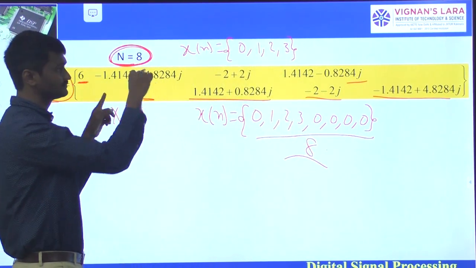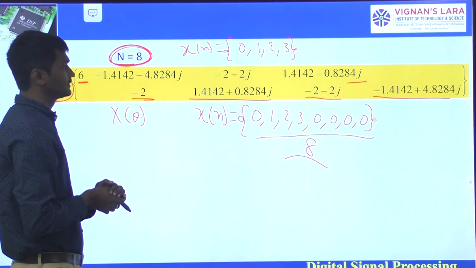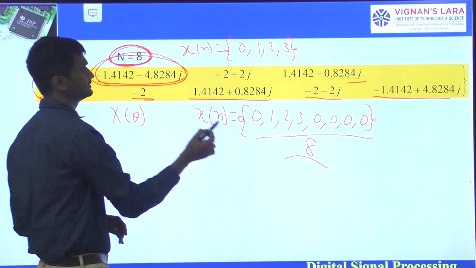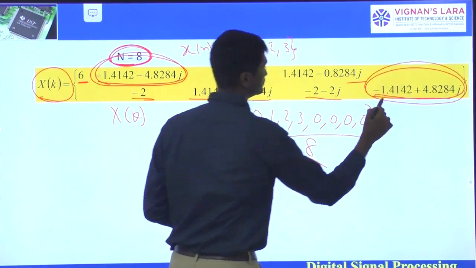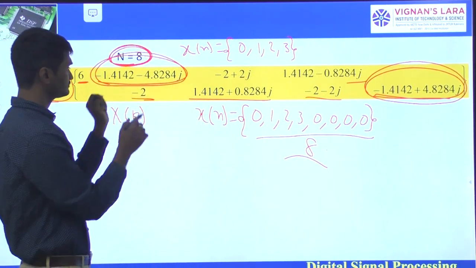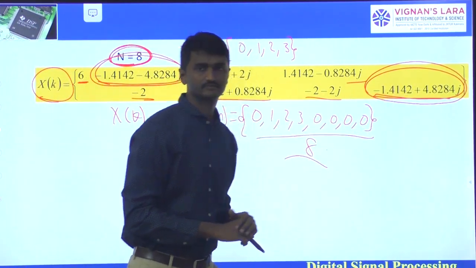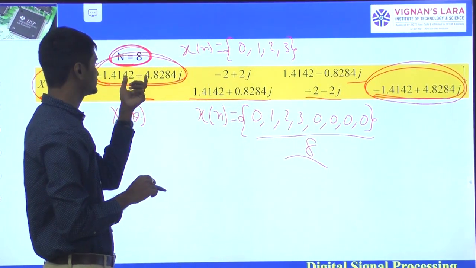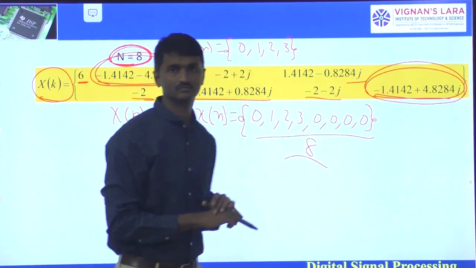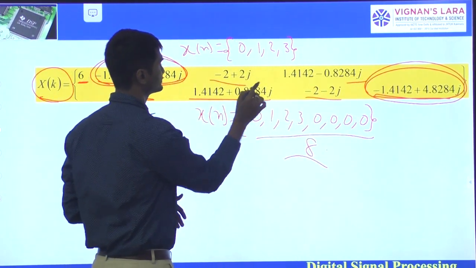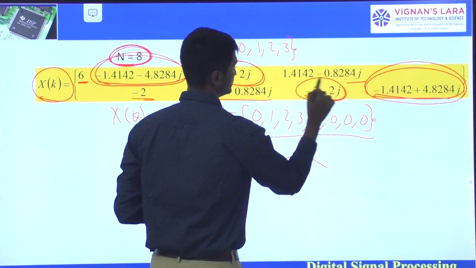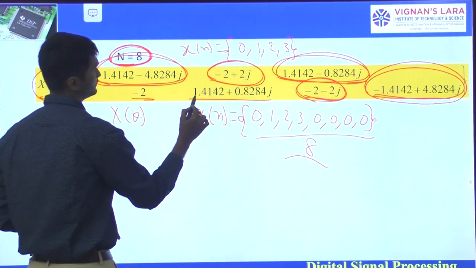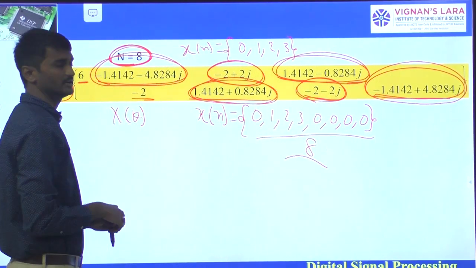See, if you observe one thing in the resultant sequence: this resultant sample and this resultant sample, here it is minus, there it is plus. So these two are complex conjugates. The complex conjugate of this one will be this one. Similarly, the complex conjugate of this one will be this one. Similarly, the complex conjugate of this one will be this one.